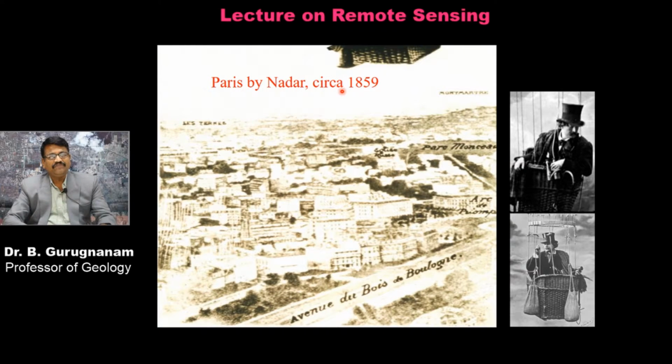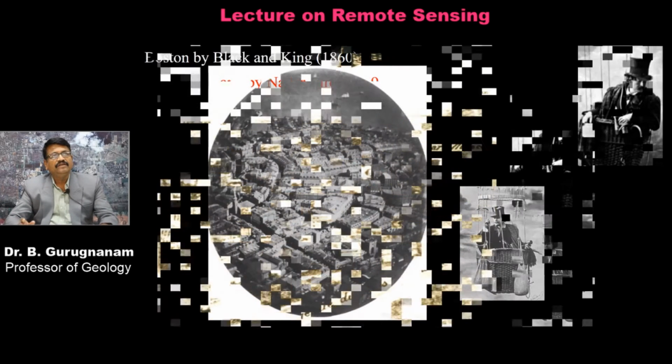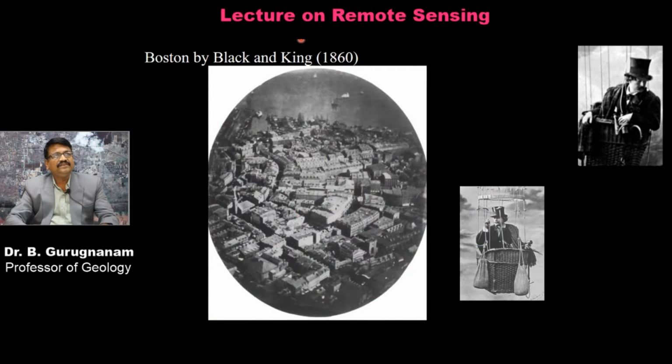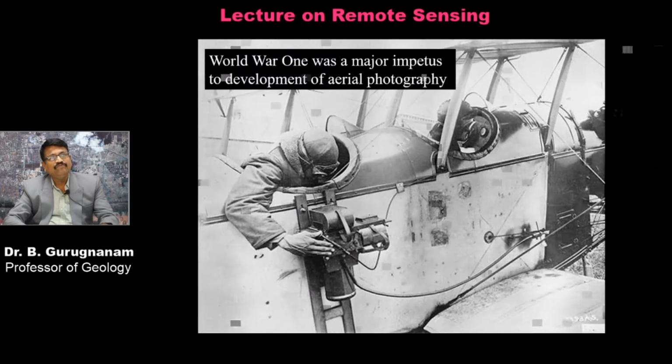This is the photograph of the scientists. You look at the photograph, a very beautiful photograph, and they started slowly understanding how the terrain is being used and what their future plan should be by using this type of photograph. This is another photograph, Boston by Black King in 1860. It is Boston city. You can see how Boston city looked in 1860 in a balloon photograph.